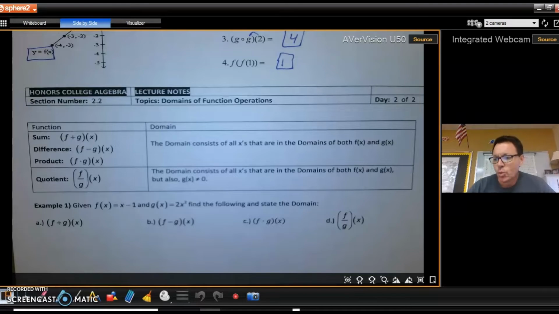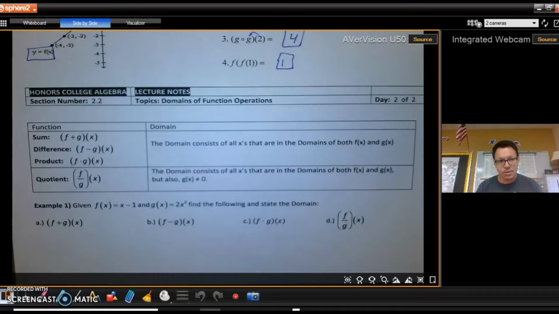Last class we took a look at operations of functions, and we realized that we could take two functions and add them, subtract them, multiply them and divide them. Now what you need to understand is when you do that, you're creating a new function. And just like day 1 when we talked about functions, if we're creating functions, that function could have domain restrictions that we need to pay attention to. So we didn't do this last class, but we're going to do it this class.